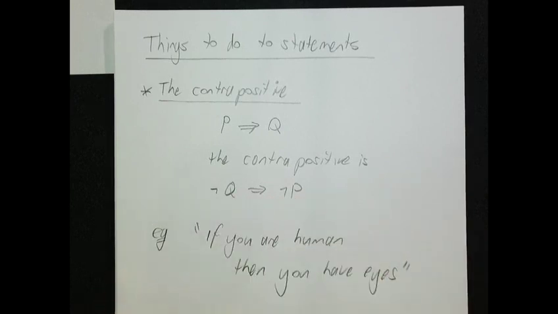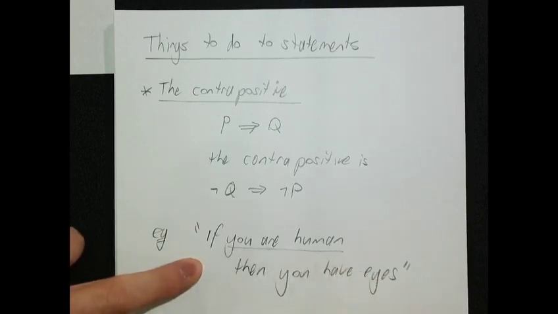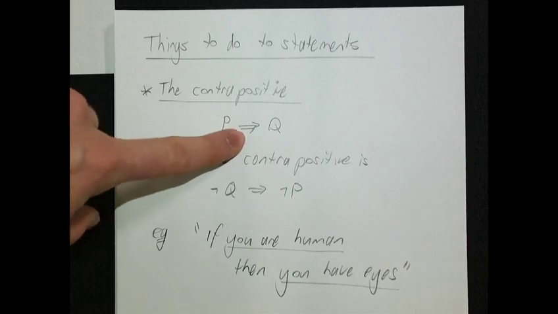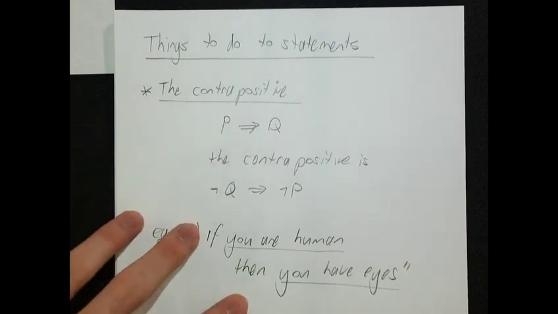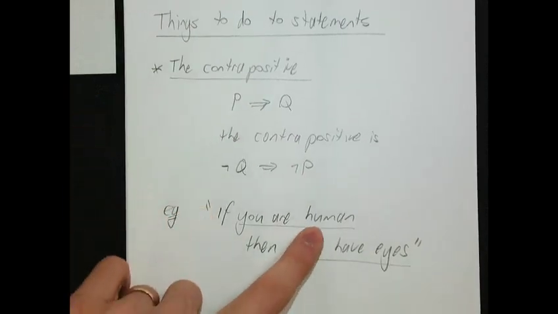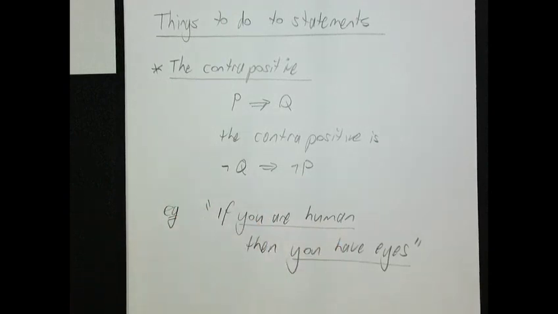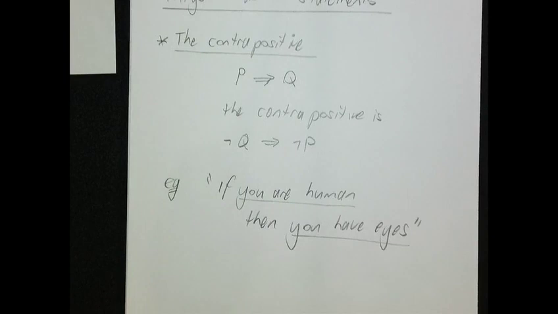If you are human, then you have eyes. Okay, so this would be the P here. You are human, and you have eyes is the Q. And the if-then is what's created by this arrow symbol here. Okay, so I've put these two different statements together into one bigger statement, and this is the thing that I'm going to perform the contrapositive on. And so there's an action. In the same way as you can invert a matrix, you can perform the contrapositive.